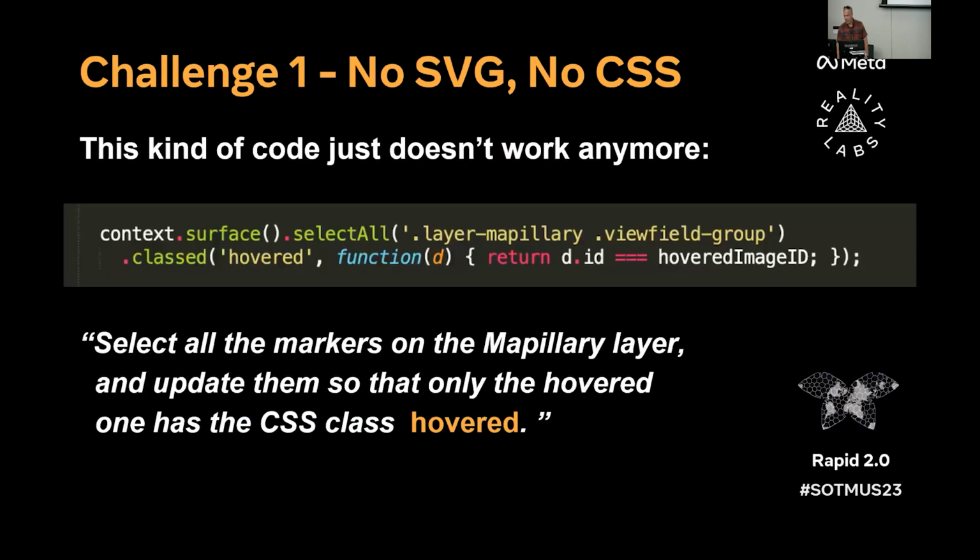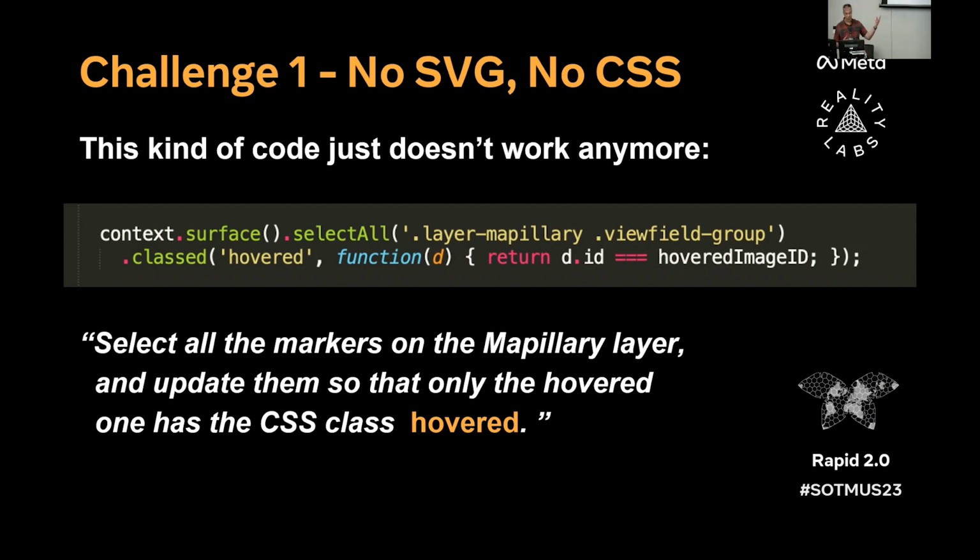So the first challenge: no SVG, no CSS. I'm sorry, I hate putting lines of code in a presentation. This is my own pet peeve, but whatever. This is the sort of line of code that would not work with our new renderer at all. It's basically saying select all the markers on the Mapillary layer, update them so that only the hovered one has the CSS class hovered. Sounds simple, right?